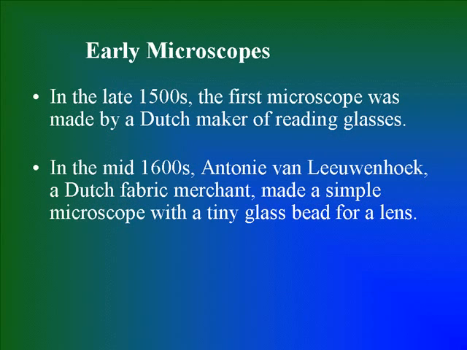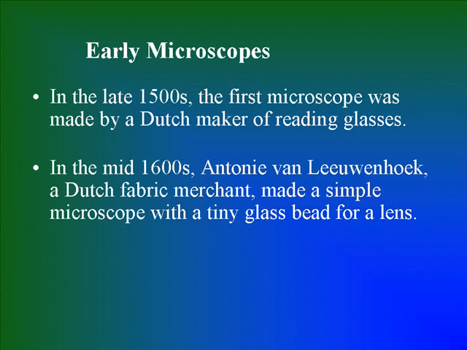Okay, so microscopes have only been around for about 500 years. The first one was made by this Dutch person who made reading glasses because people had poor eyesight even back then and wanted to read and they couldn't. So this gentleman decided to make a microscope.